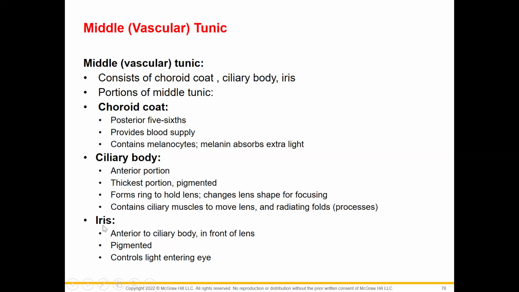Then you have the iris. The iris is anterior to the ciliary body. It sits in front of the lens. The iris is the pigmented portion of the eye. So when we say that a person has brown eyes, hazel eyes, green eyes, blue eyes, gray eyes, that is the pigmented iris that we're looking at the color of. The iris controls the light entering the eye. So it changes to allow more or less light into the eye to avoid damage and to allow you to be able to see in the dark.